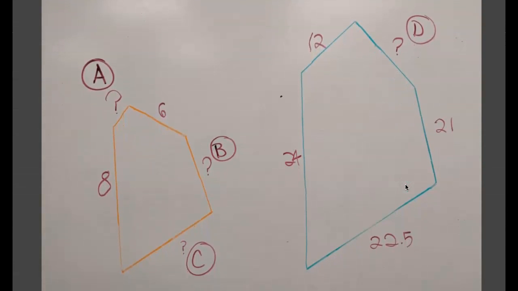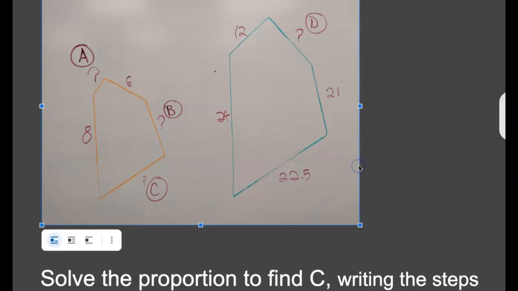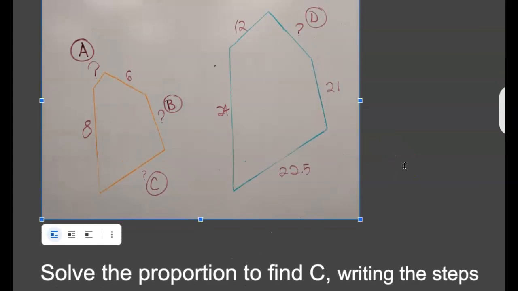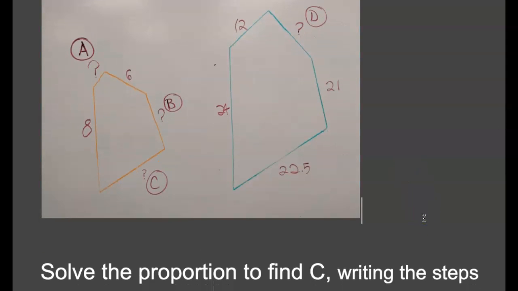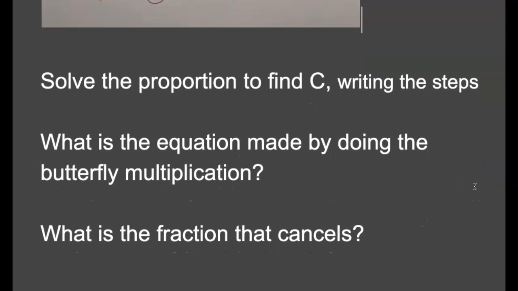Next, take a good look at this picture. Might be a good idea to draw it. Solve the proportion to find C, writing the steps. What is the equation made by doing the butterfly multiplication in this particular problem? And what is the fraction that you cancel out towards the end?